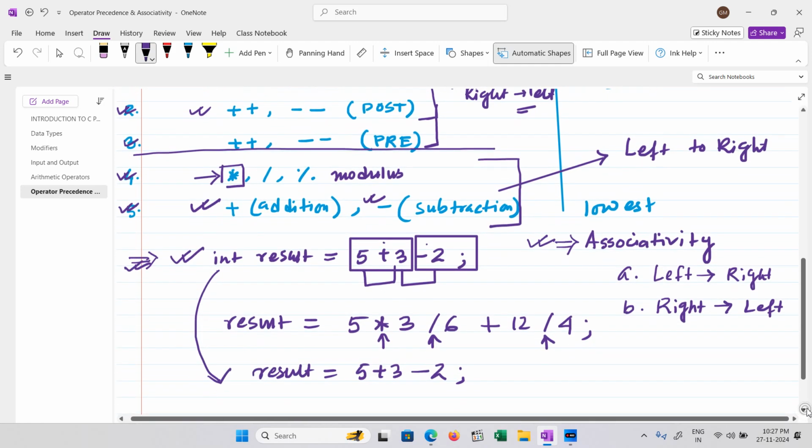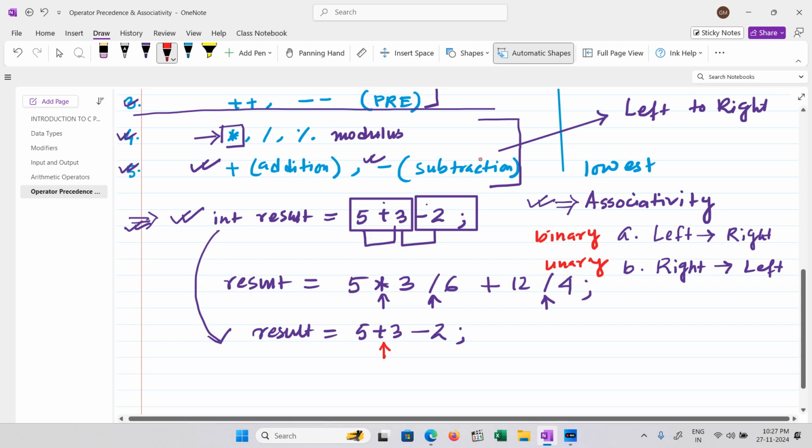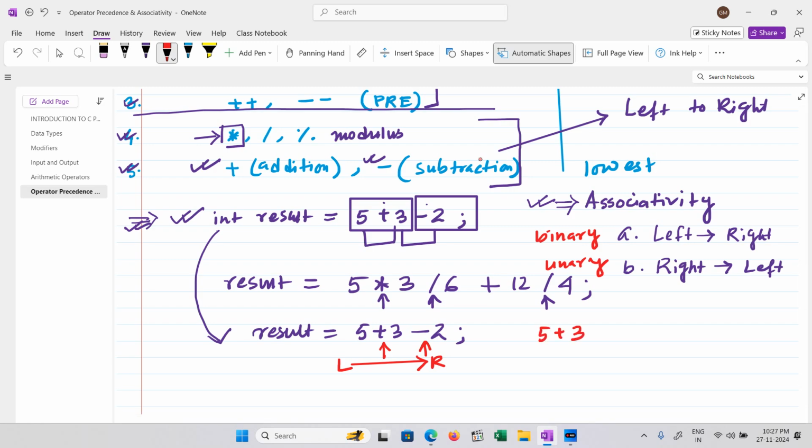So in short, you can easily remember: left to right are the binary category and they are below in the table, and right to left are the unary category, they are at the top of the table, right? In this case, both the operators are in the binary category, so they follow the order left to right. It means 5 plus 3 will be evaluated first, giving a result of 8, and then subtraction will be calculated, 8 minus 2, and the answer will be 6.